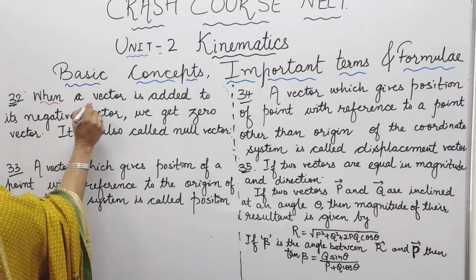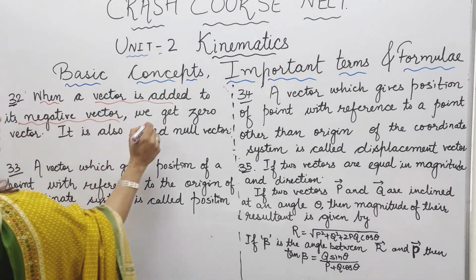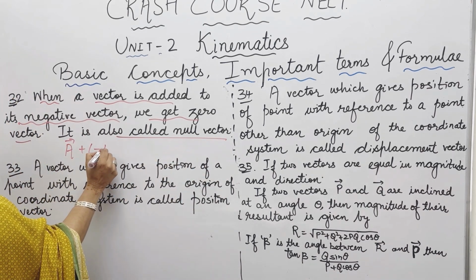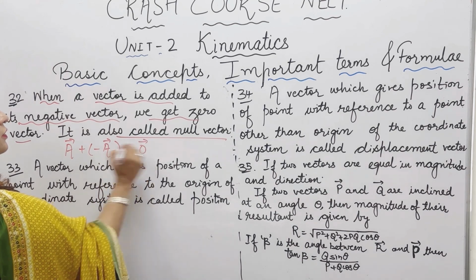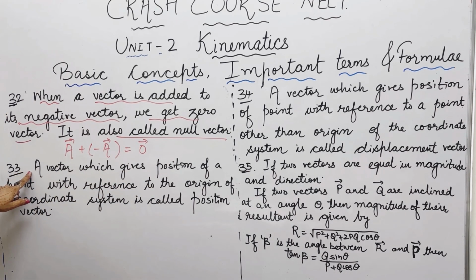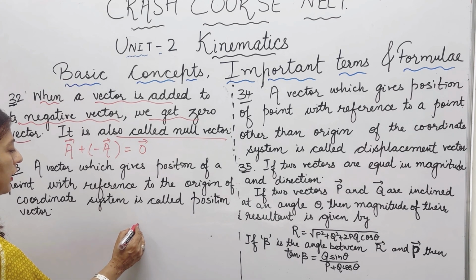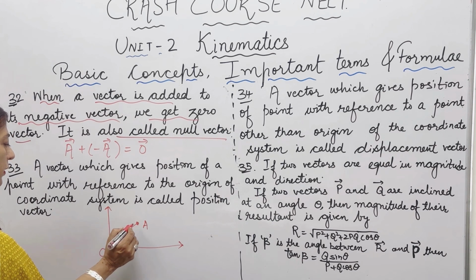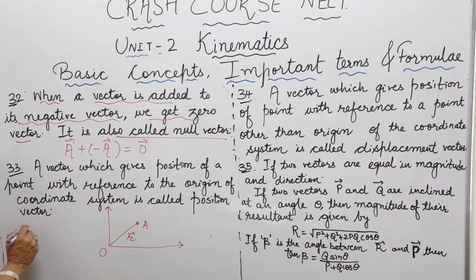When a vector is added to its negative vector, we get 0. This is called the null vector. That is, A vector plus the negative of the vector gives 0, the null vector. A vector which gives the position of a point with reference to the origin of the coordinate system is called a position vector. We have taken any point, say A. Now if this point is taken in the coordinates and O is the origin, then the vector R is said to be the position vector.